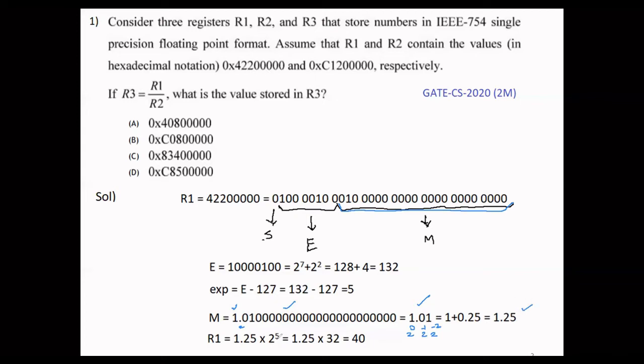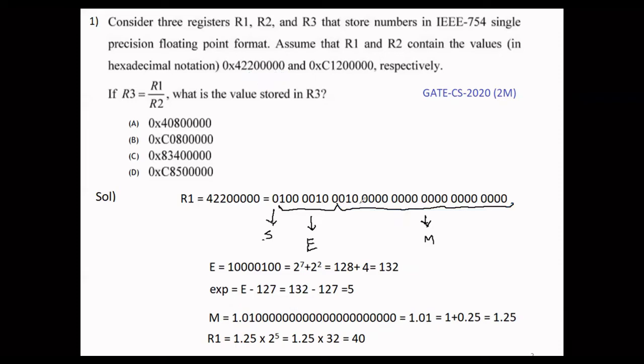Now in scientific notation, R1 equals 1.25, that is the mantissa, into 2 power the original exponent, 5. That equals 1.25 into 2 power 5, which is 32, so it is nothing but 40. So R1 is given here, and its decimal equivalent is 40.